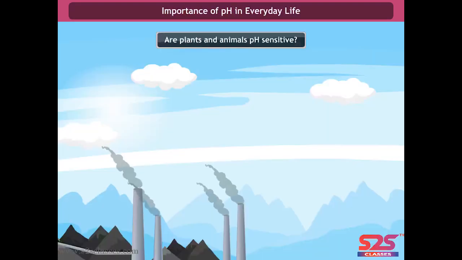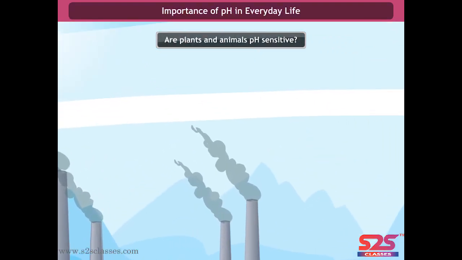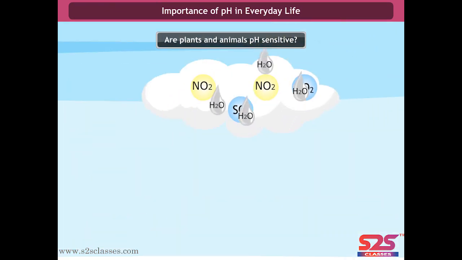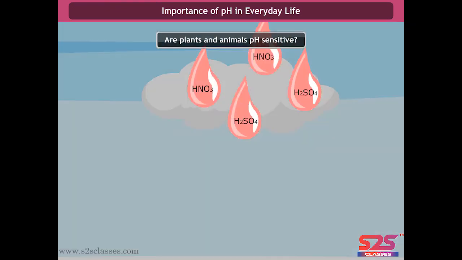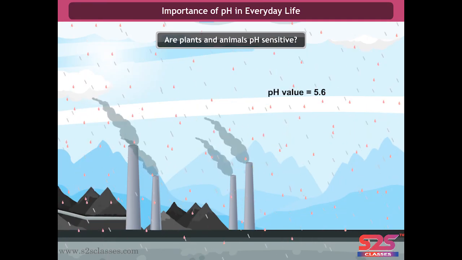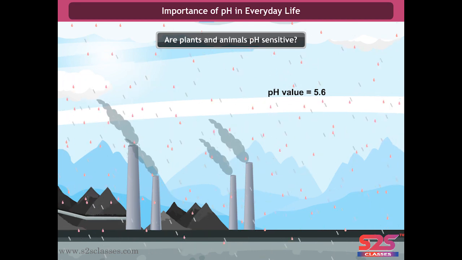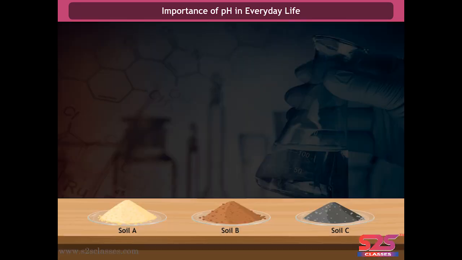Importance of pH in everyday life. When pH of rainwater is less than 5.6, it is called acid rain. When acid rain flows into rivers, it lowers the pH of the river water. The survival of aquatic life in such rivers becomes difficult. Plants require a specific pH range for their healthy growth.